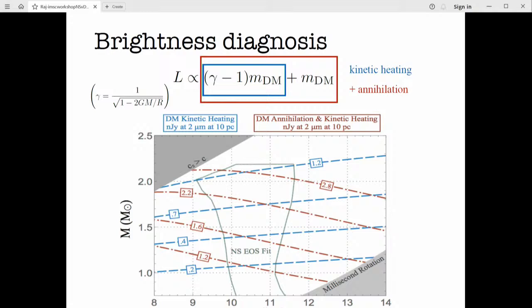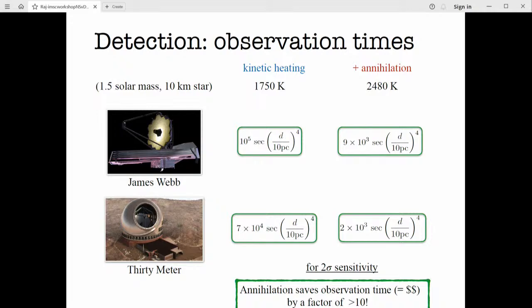Actually, given the mass and radius, you can tell what the brightness is. You can make a prediction for the brightness. Let me just come to this.